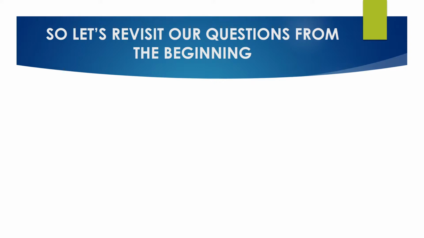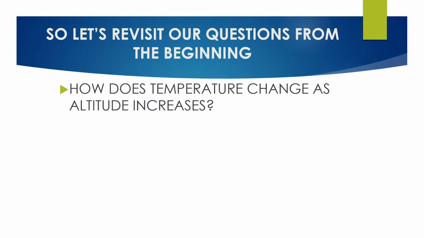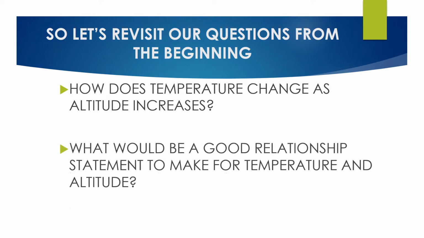So now we're going to revisit our questions from the activity that you did before you started watching these notes, because now we're getting into altitude, the relationship of altitude and temperature. So remember the questions? How does temperature change as altitude increases? And what would be a good relationship statement to make for temperature and altitude? Now we're getting into a different relationship. We said before, air pressure: the higher in altitude you go, the less air pressure there is.